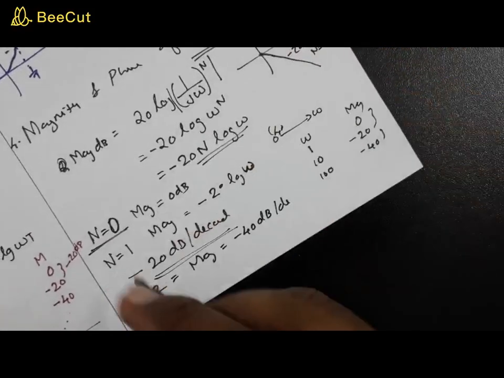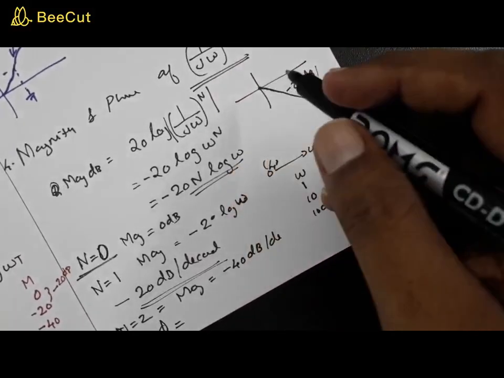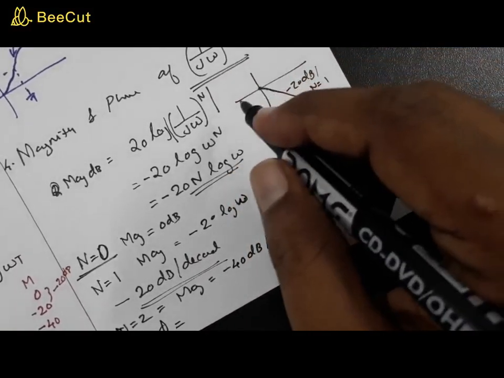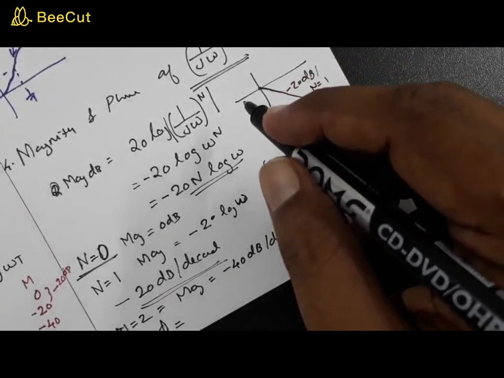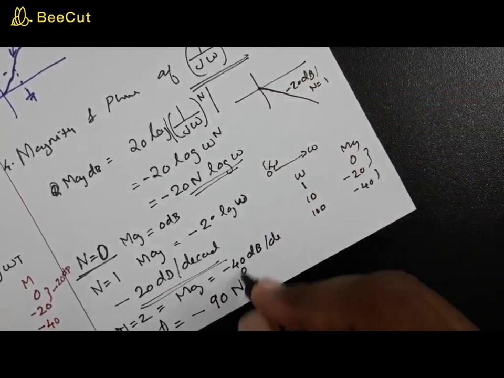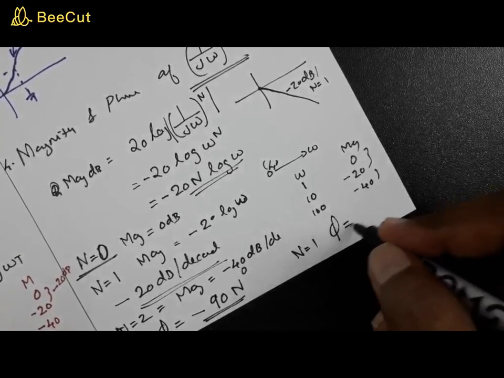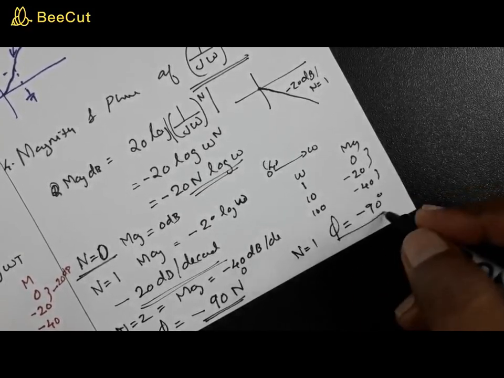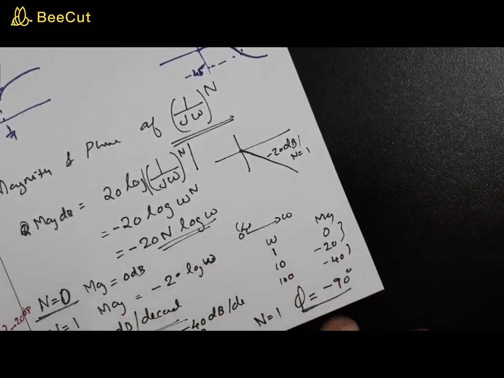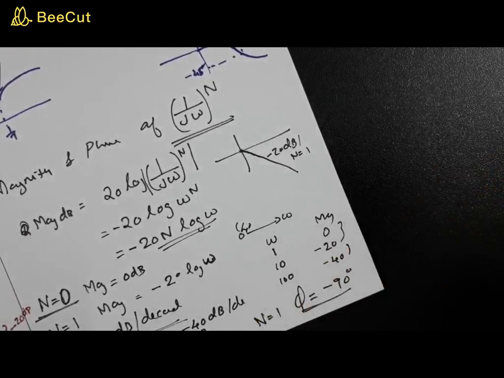Now what about the phase of this? When you find out the phase of 1 by j omega raised to n, the phase is given by minus 90 n degrees. So for n is equal to 1, for a type 1 system, the phase is minus 90 degrees. Here also you can see that this term introduces a constant phase of minus 90 degrees throughout the frequency. Okay, hope you understood this, right?